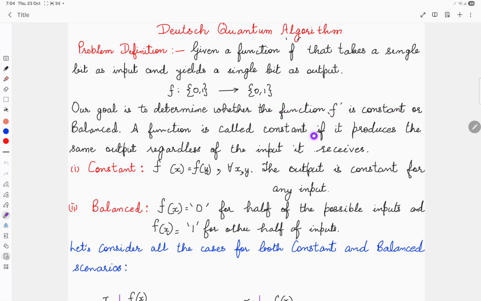A function is called constant if it produces the same output regardless of the input it receives. So, irrespective of the input, it will produce a constant output. Whether the input is 0 or 1, the output will be either 0 or 1, fixed for both inputs. So that's the definition here: constant means f(x) equals c for all x. That means the output is constant for any input.